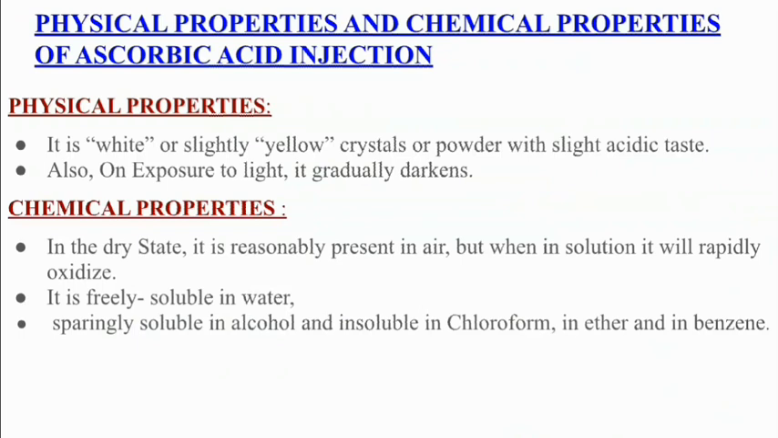Now let us see the physical and chemical properties of ascorbic acid. Physical properties include white or slightly yellow crystals or powder with a slightly acidic taste. On exposure to light, it gradually darkens. Chemical properties include that it is freely soluble in water, sparingly soluble in alcohol, and insoluble in chloroform, ether and benzene. In a dry state it is stable in air, but in solution it will rapidly oxidize.